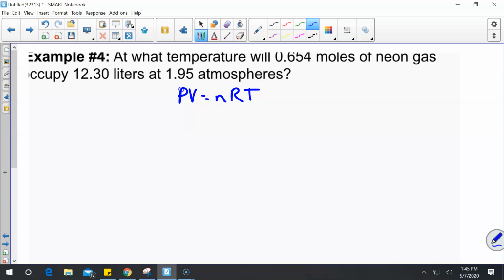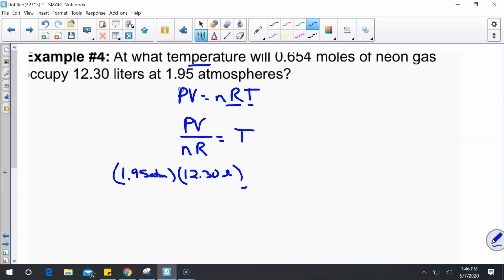Now, in this one, they're asking us at what temperature. So we want to isolate temperature. I would divide by nR, so it looks like my equation is going to be PV over nR equals T. I just do a little algebra there to manipulate that, and then all I need to do is fill in my variables. The pressure is 1.95 atmospheres times the volume, 12.30 liters, over the number of moles I had, 0.654 moles, times the R constant.